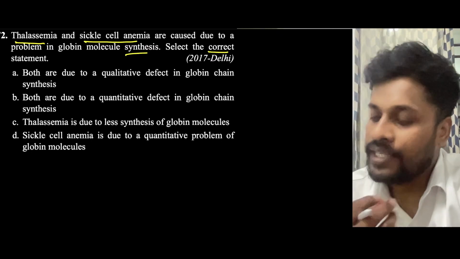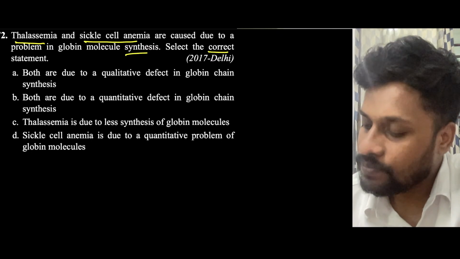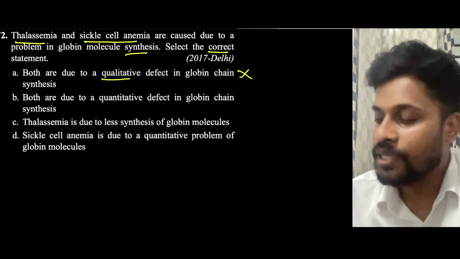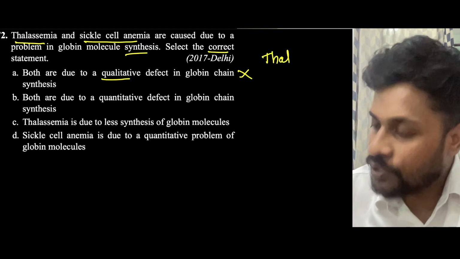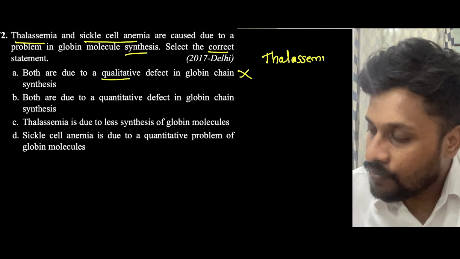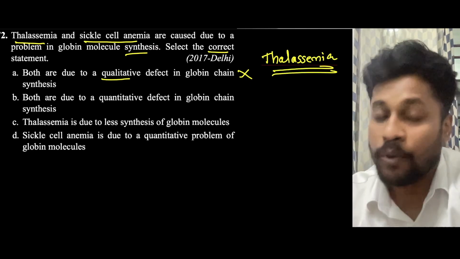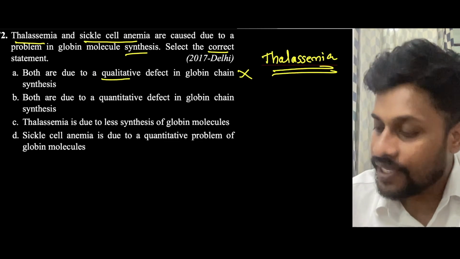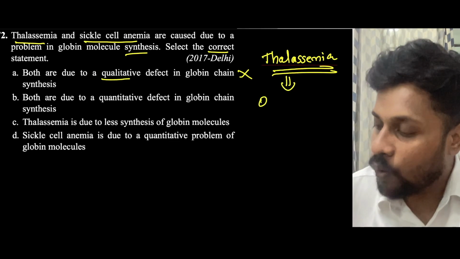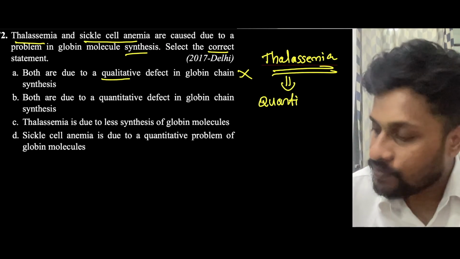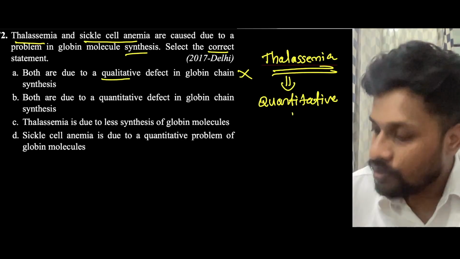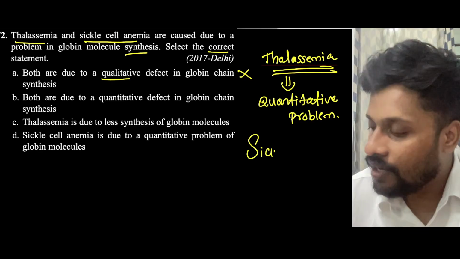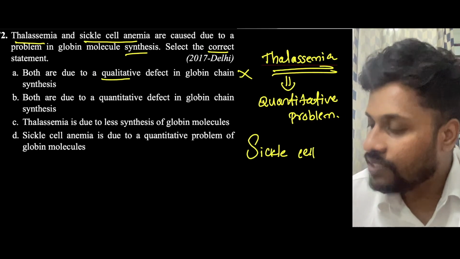You know, in thalassemia, the problem both are due to quality, which is wrong because in case of thalassemia, you know that the production is getting decreased, right? So quantity is decreasing. So thalassemia is a quantitative problem because globin production is decreasing. But when you take sickle cell anemia, you can see that what is the case of sickle cell anemia?